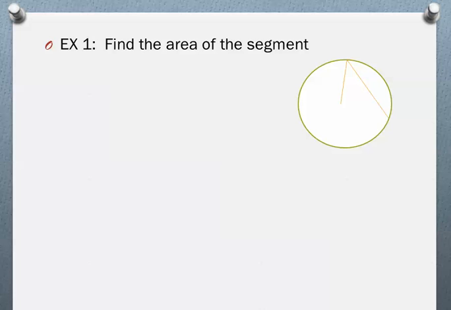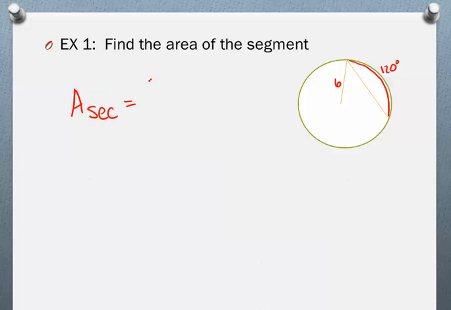Alright, first we have our first example. What we're going to do is calculate the area of the segment. We'll know that the radius is 6, and we will know that the arc measurement right here is 120 degrees. So there's two things we're going to want to calculate. First thing we want to do is calculate the area of the sector.